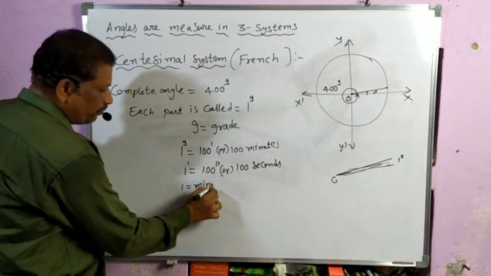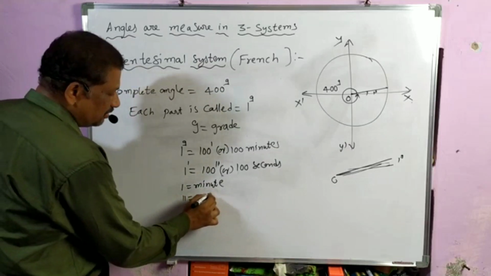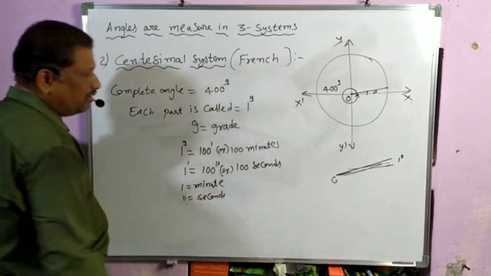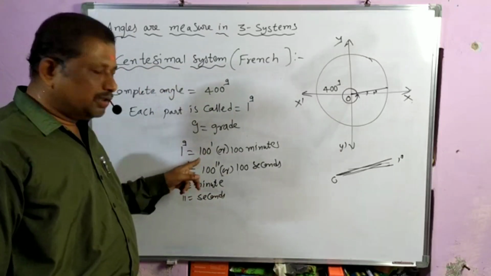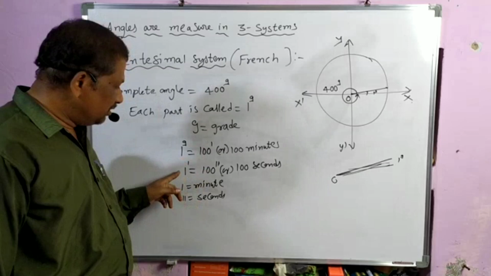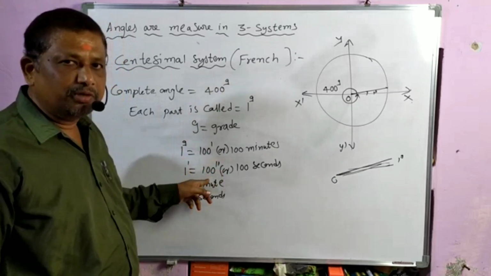This symbol, and double dash, we call second. So here, carefully observe this system. A grade is divided into 100 equal parts, and further converted into minutes. 1 minute is further divided into 100 equal parts. Each part is called a second.